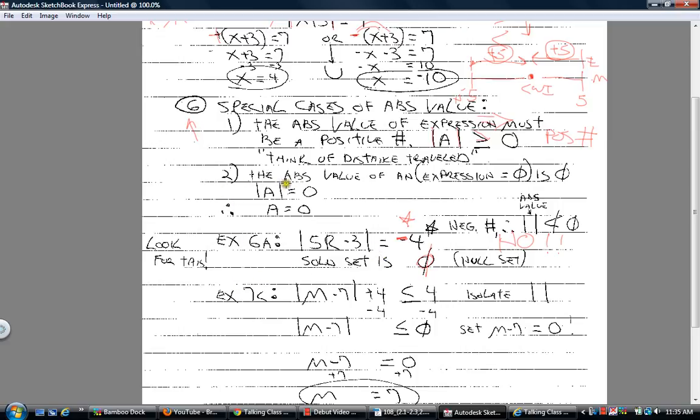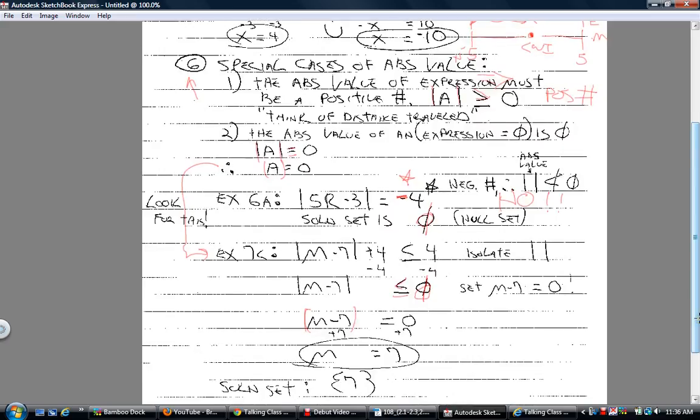Okay, second case. This one seems kind of obvious. If the expression inside the absolute value is 0, then the result is 0. If you have the absolute value of an expression and it equals 0, the expression inside has to be equal to 0. Look at this example: absolute value of m minus 7 plus 4, it reminds me of the objective up top of the page, add 4 to both sides. Absolute value of m minus 7 is less than or equal to 0. Now the result has to be 0, which is not negative, but what value does m have to be? Take the expression m minus 7, set it equal to 0, and solve for m. Add 7 to both sides, and m equals 7 is your solution set.